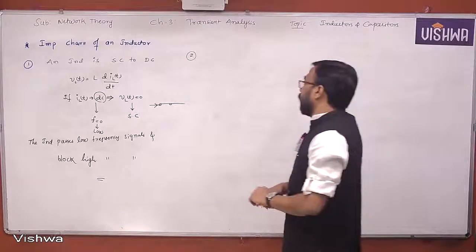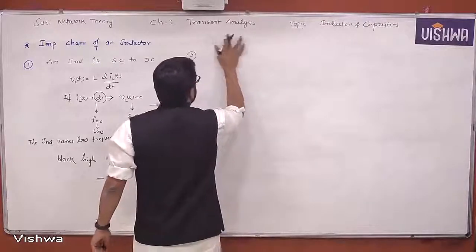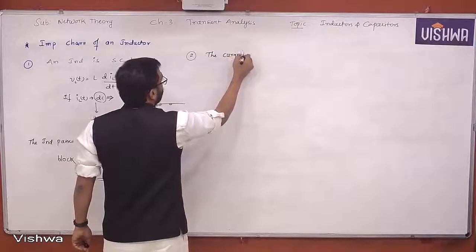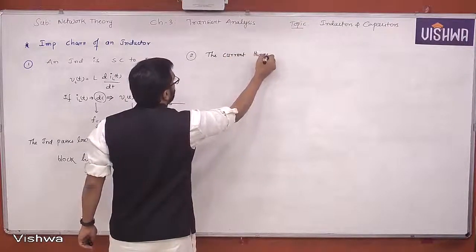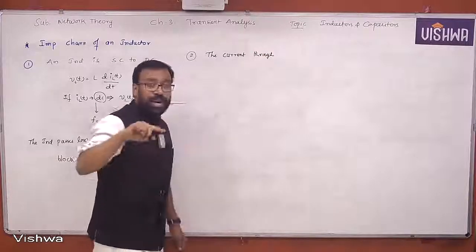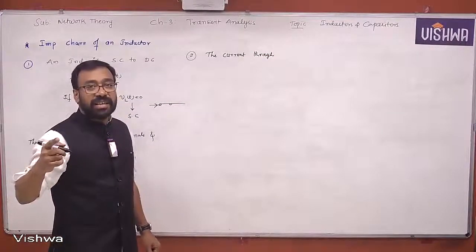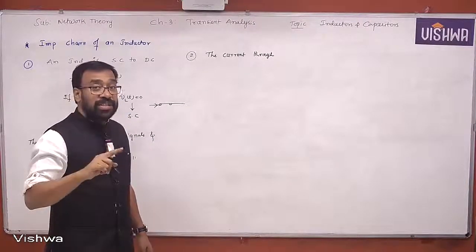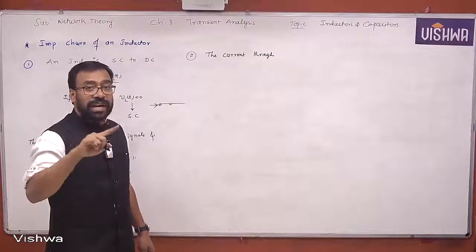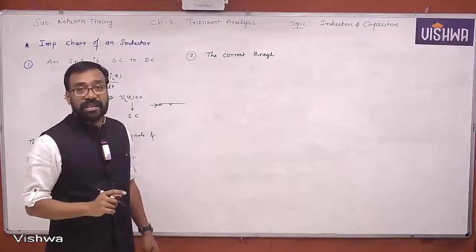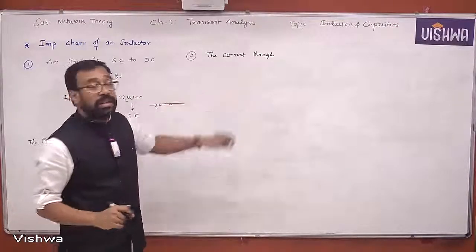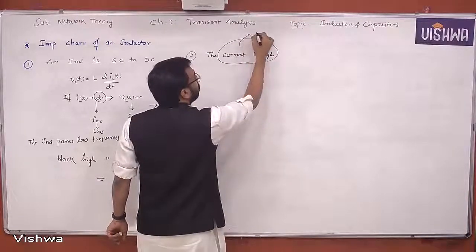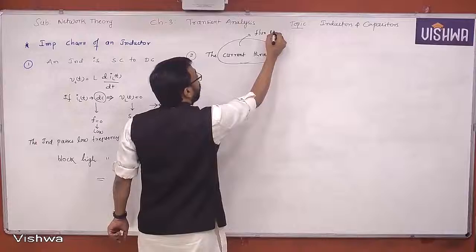Second point. What is the second point? Please write down: the current through the inductor. What did you write in the case of the capacitor? The voltage across the capacitor may not change instantaneously. Charge is directly proportional to voltage. Therefore, the charge deposited on the conducting plate of the capacitor may not change instantaneously. Now here the flux is directly proportional to current. So therefore, the current through the inductor can be replaced by the flux linking with it.